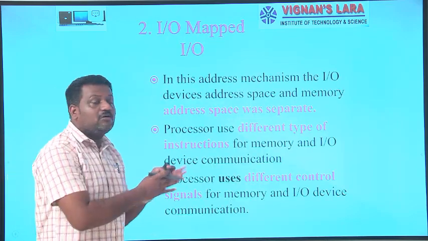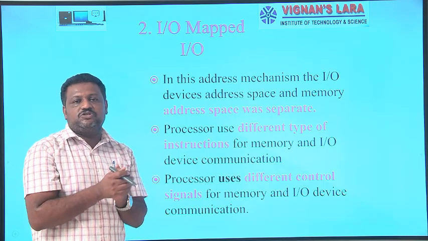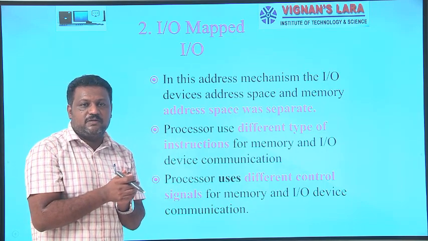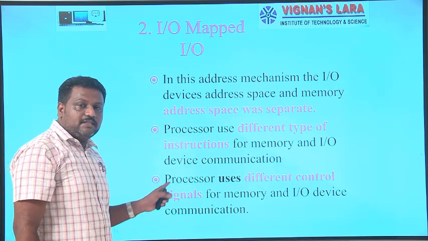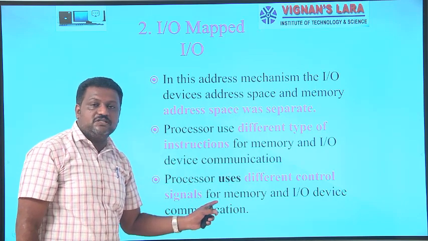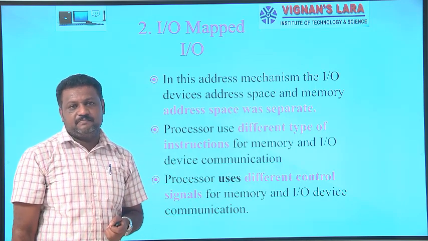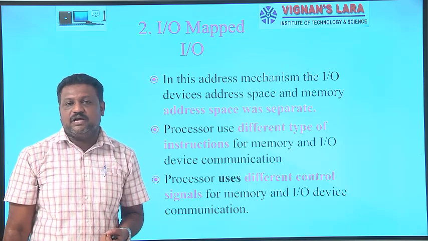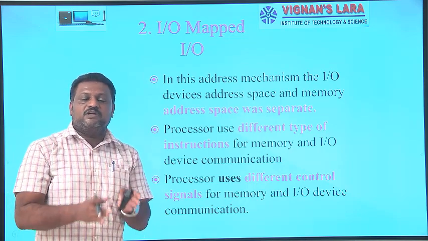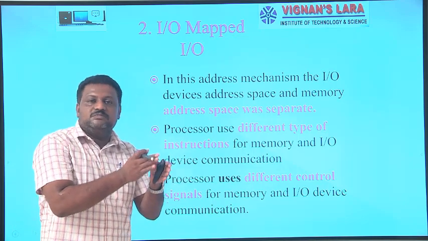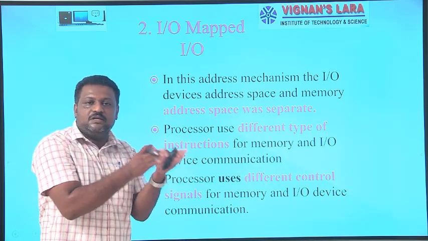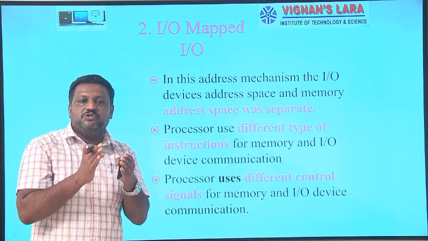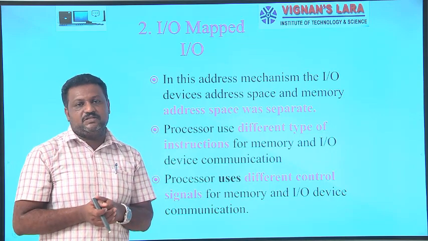So here, for memory communication, the processor uses different instructions. Similarly, the processor uses different control signals to communicate with the memory, compared to the control signals used with IO devices. That means for communication with an IO, the CPU uses different control signals; to communicate with the memory, it will use some other set of control signals.